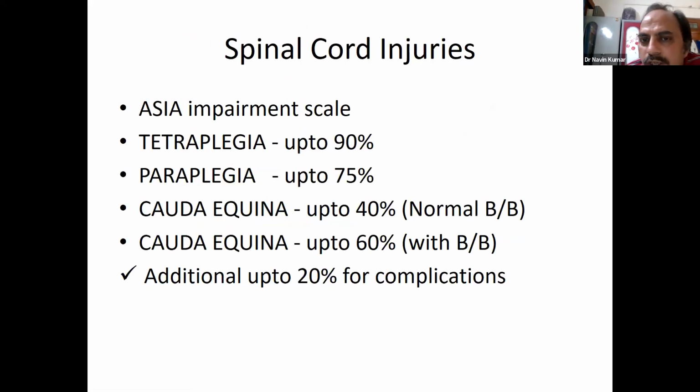Then coming to spinal cord injuries. For spinal cord injuries, there is the ASIA impairment scale. Everybody of us knows the ASIA impairment scale, and the levels of different involvement like tetraplegia, paraplegia, and cauda equina. So tetraplegia maximum up to 90%, paraplegia up to 75%, cauda equina with normal bowel and bladder up to 40%, cauda equina with bowel and bladder involvement up to 60%, and 20% additional can be given for complications, but not to go beyond 100 again.